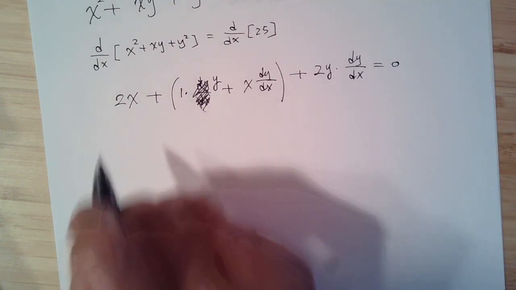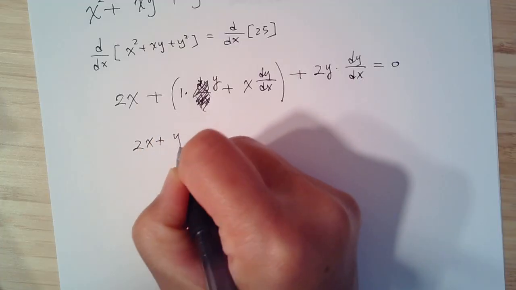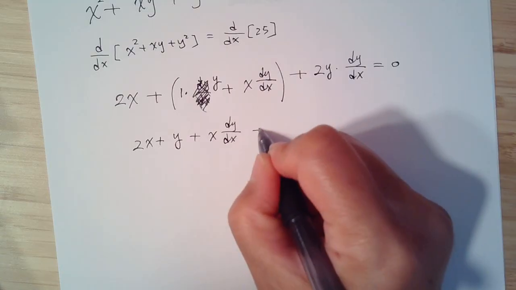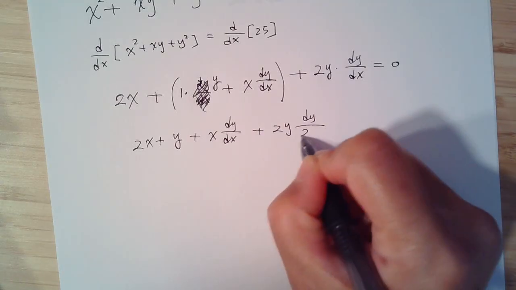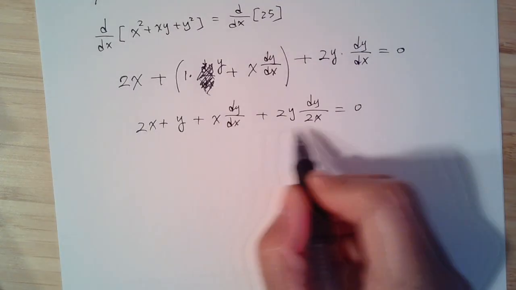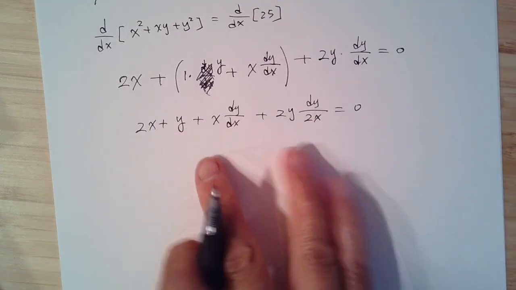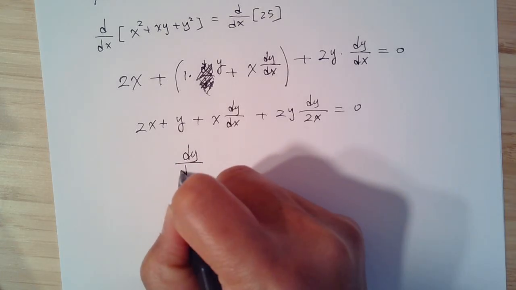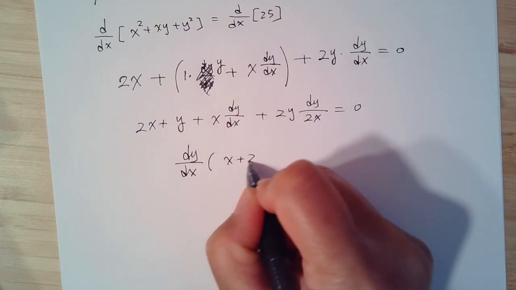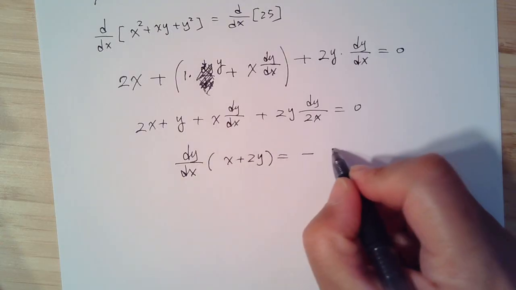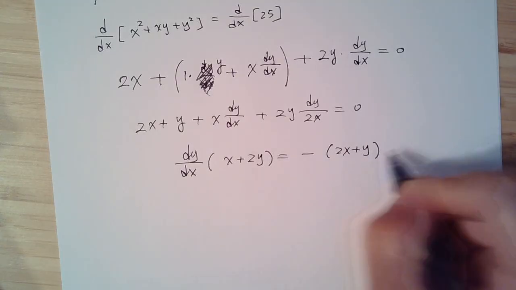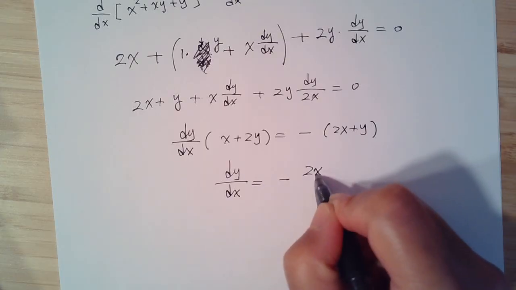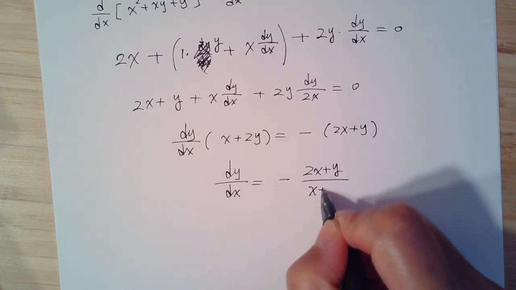Let me just write it a little better. So I get 2x plus y plus x dy over dx plus 2y dy over dx equals 0. And then I'm solving for this. I'm going to move everything to the other side, and these two terms, I'm going to take out dy over dx. So I get dy over dx, I factor that out, I get x plus 2y left. And the right side, I get negative 2x plus y. So my dy over dx will be negative 2x plus y over x plus 2y.